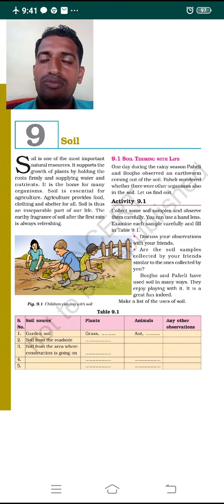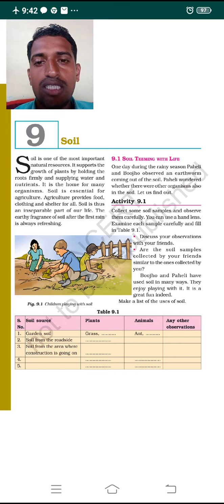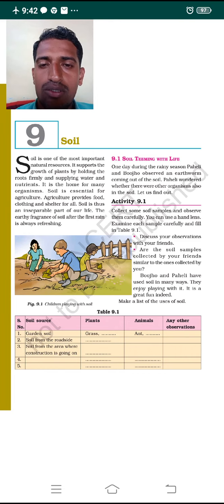As we have air, water and minerals as natural resources, soil is also one of the natural resources. Why is it important? Because it supports the growth of plants. The main help the soil does is support the growth of plants by holding the roots firmly under the ground, and it also supplies water and nutrients to the plants.